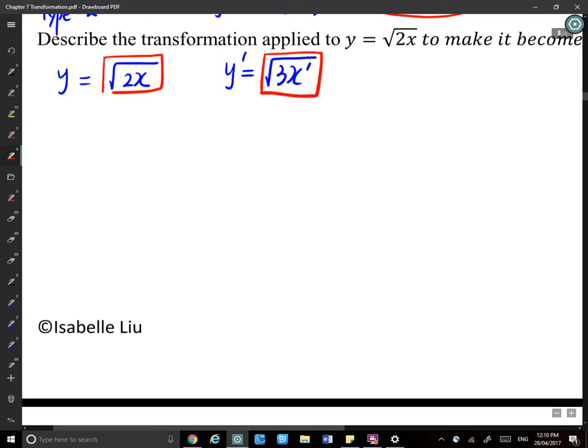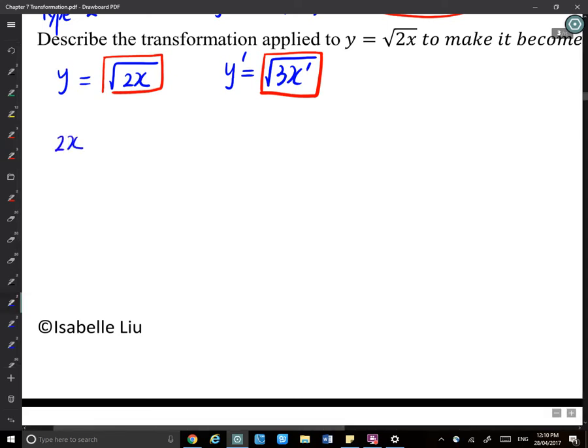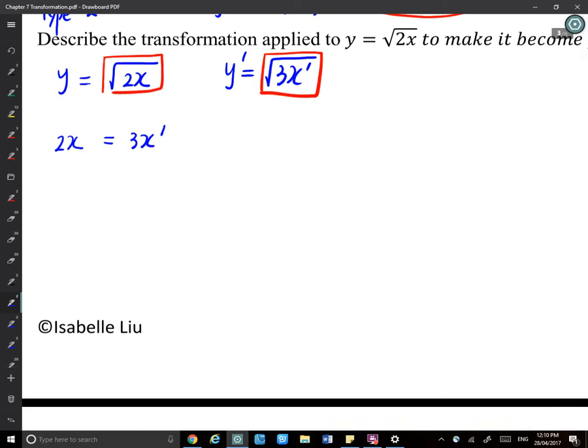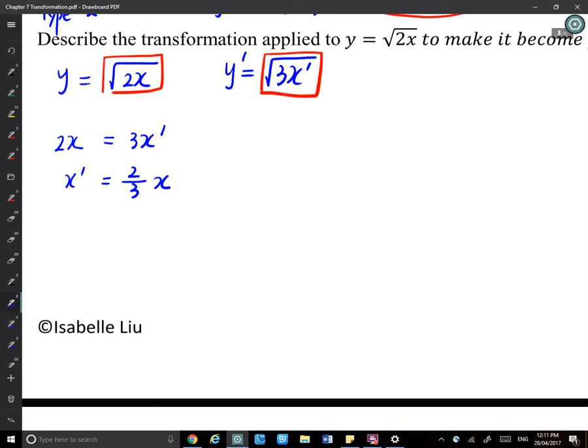Nothing happened to the y side. y equals y dash. Y dash is still the original y. To the x side, I have 2x equals 3x dash. What do you insert in the model? The model is square root x. What do you insert in? It will be that. So x dash equals 2 over 3 x. You divide 3 on both sides. X dash equals 2 over 3 x.